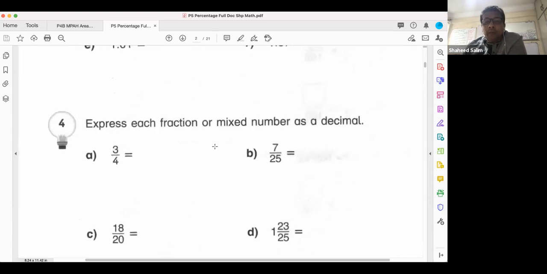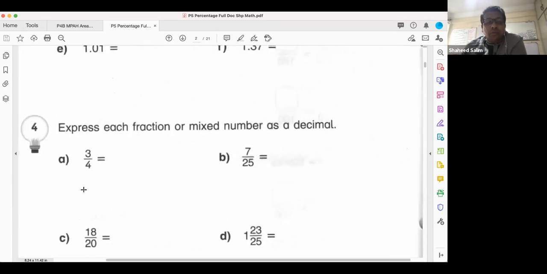Now this one, they want us to change it to decimal. There are two ways of doing it. I'll show you one way, which is long division. You know long division, right? So you have it like that. What do we put inside? It's always the top number. But the top number is small. Never mind, put it inside here. The bottom number is always outside.